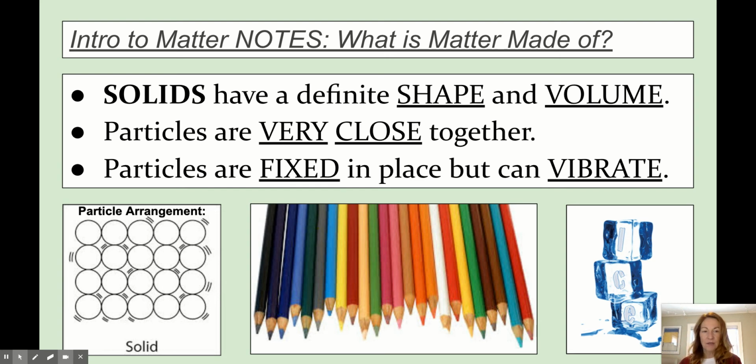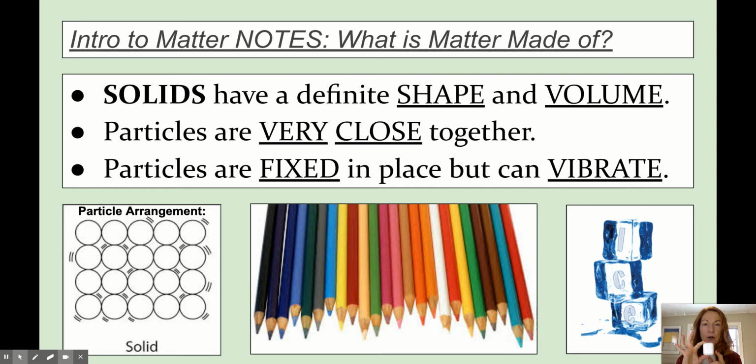Okay, so now what we have to do is we have to know matter with solids, the properties of these different phases. So solids have a definite shape and a definite volume. So for example, what do I have here? I have my AirPod case, right? This is a solid. It has a shape and it has a definite volume. I could measure the length, the width, and the height and get the volume, and it keeps its shape.